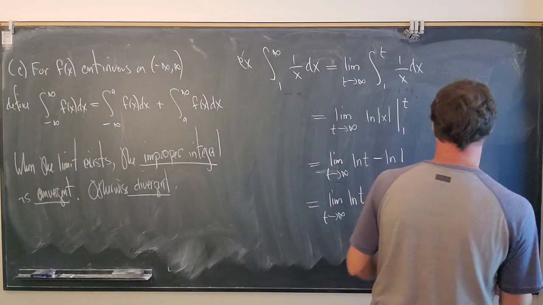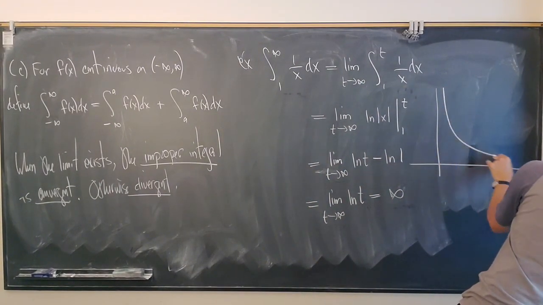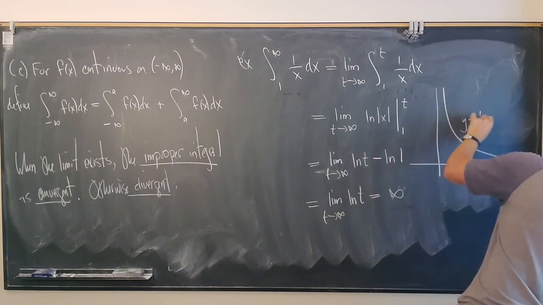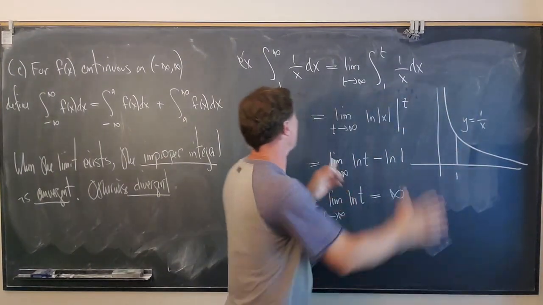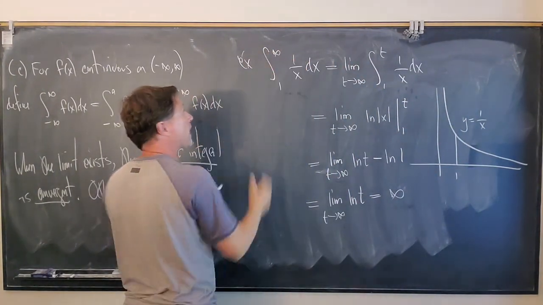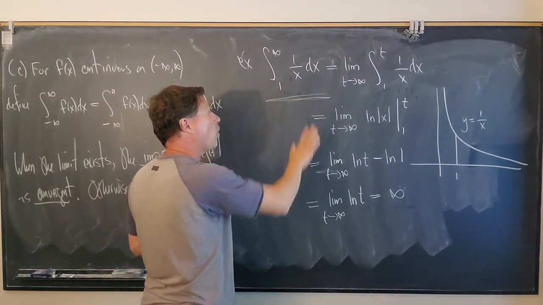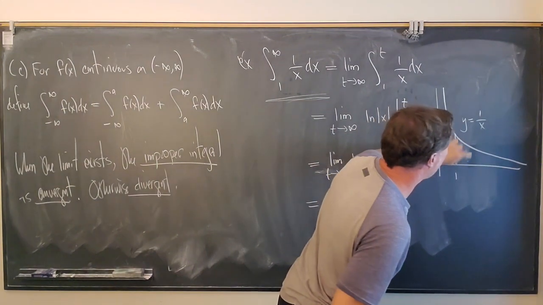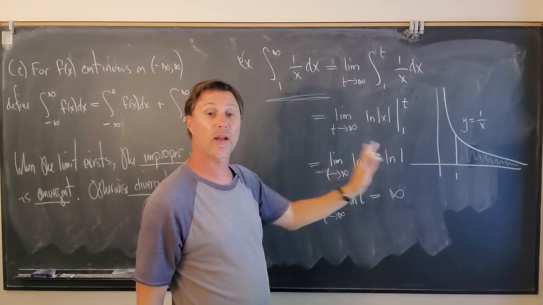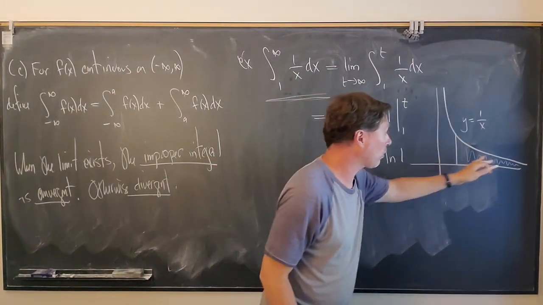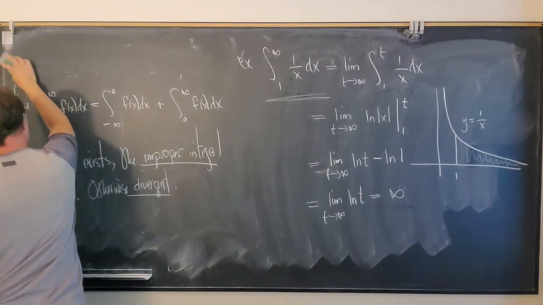There's a picture that goes along with this. Let me put the picture right over here. Right, the graph y equals 1 over x looks like that. And so this question right here, this improper integral, is asking how much stuff, what is the area below the graph of 1 over x as you go from 1 and you keep going out to infinity. And it turns out that there's an infinite amount of area, an infinite amount of stuff under that graph right there. Okay, so next example.